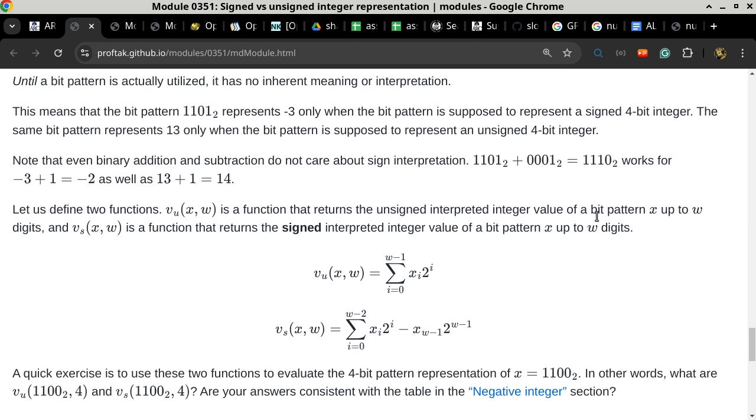I have two definitions here. VU is saying the value of a bit pattern of X interpreted up to W bits that is unsigned. So it is the unsigned value of X as a bit pattern up to W bits. And what do you think VS is? The signed, exactly. So the VS of X, W says this is the signed value of the bit pattern X interpreted up to W bits. Is that okay? Does everybody understand what the notations are trying to say?